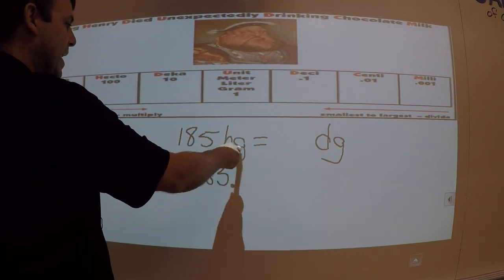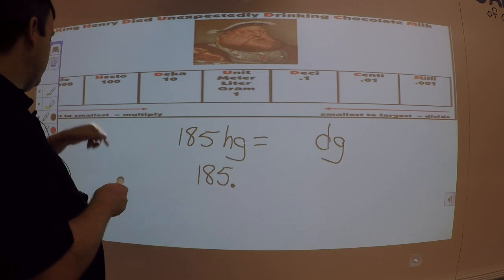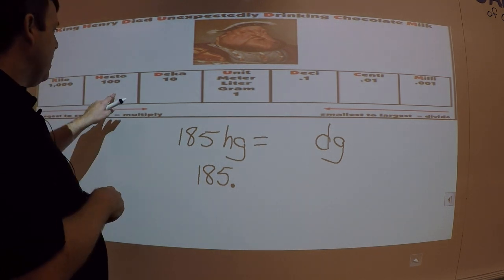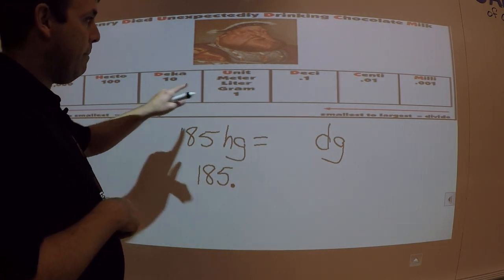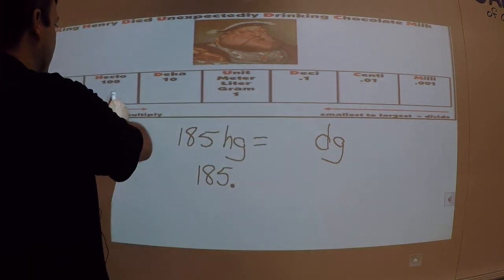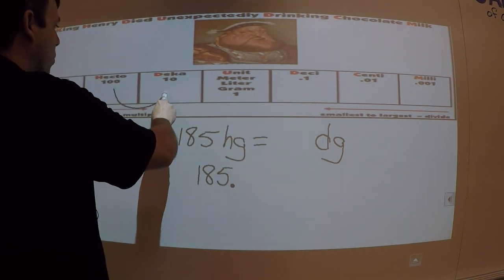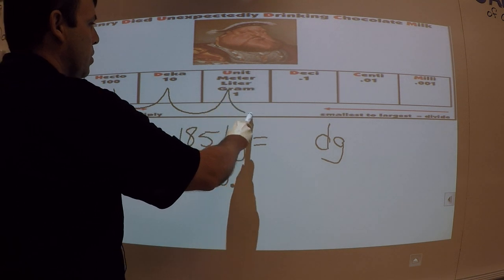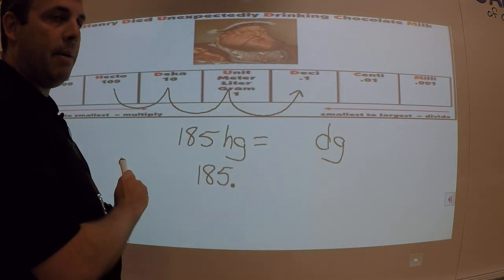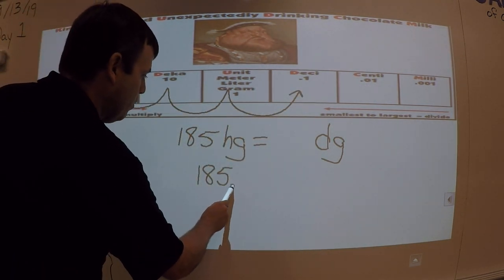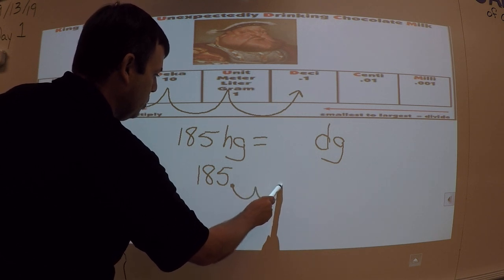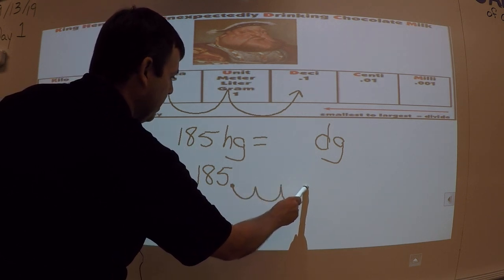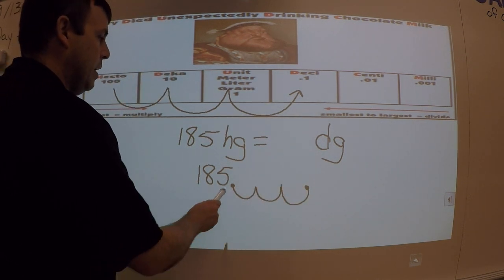I'm starting at hecto. I'm getting on the train at the hecto station, and I'm making my way to deca. And I've got to stop at each station. 1, 2, 3 stops away, and I'm there. Take your decimal point, move 1, 2, 3 stops away. There's my new spot for my decimal point.